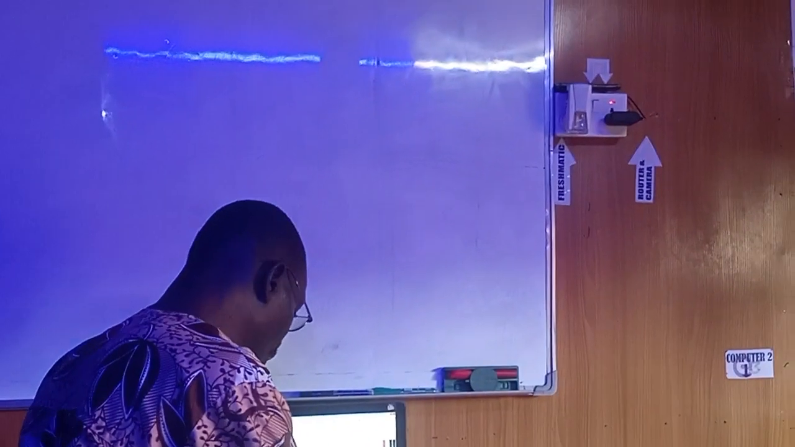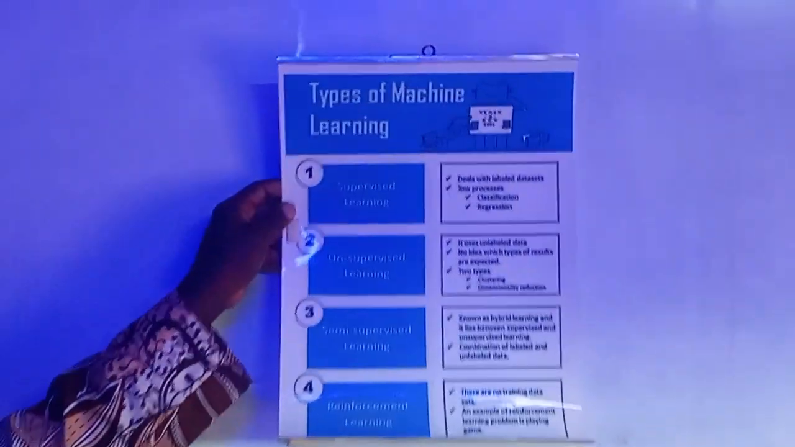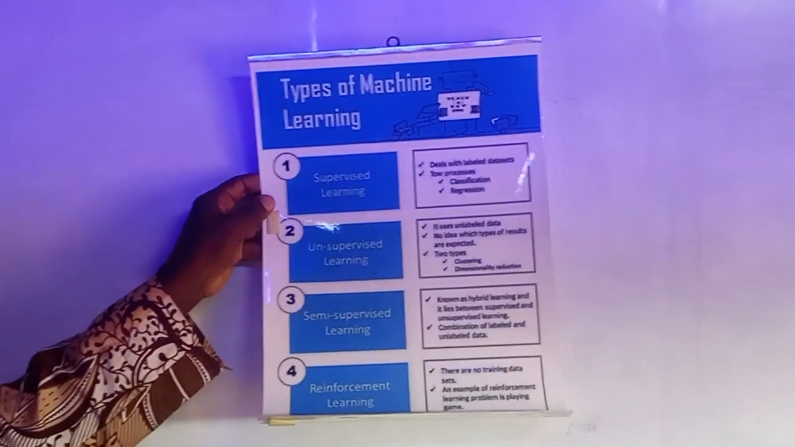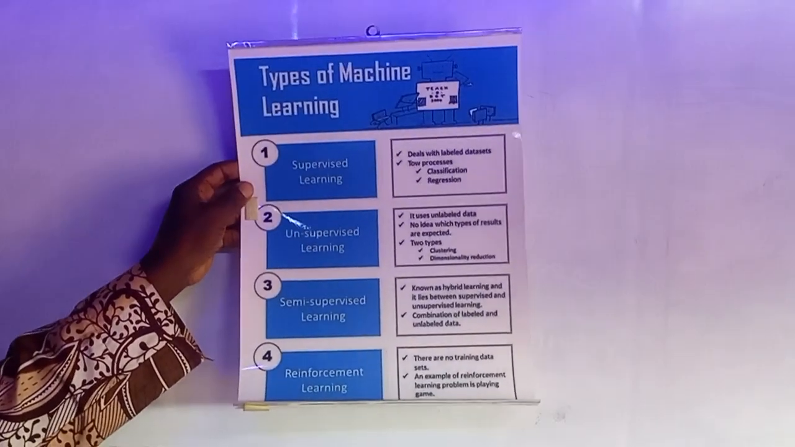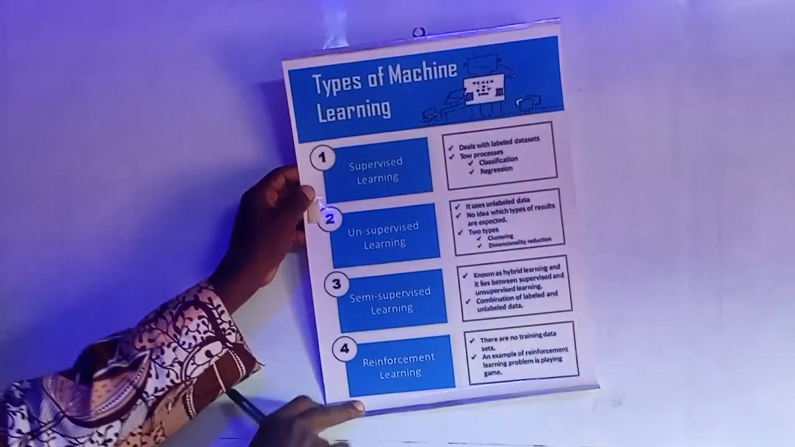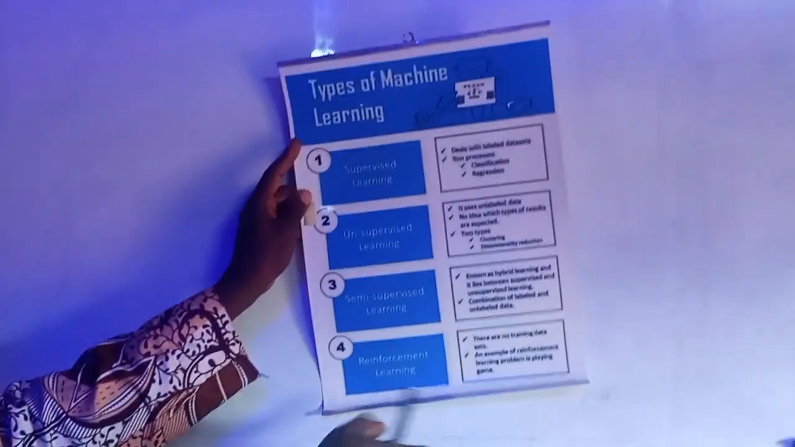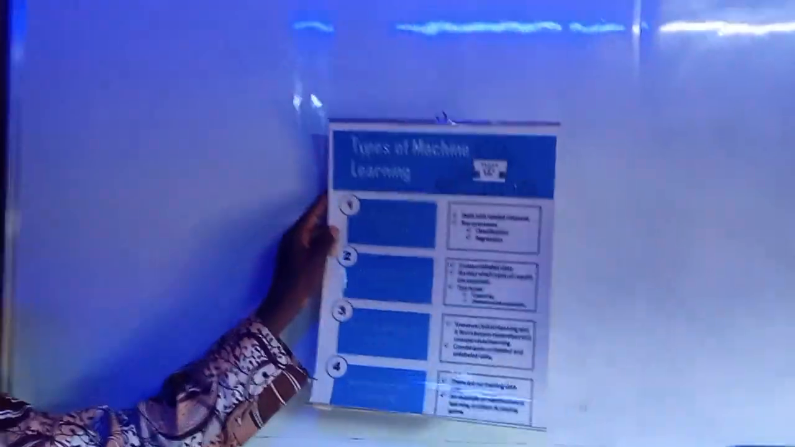Another feature of artificial intelligence is the types of machine learning. You have supervised machine learning, unsupervised, semi-supervised, and reinforcement learning. And these are their details, what each entails.